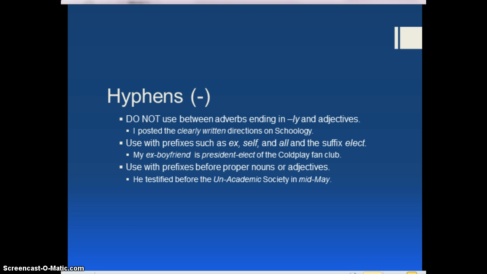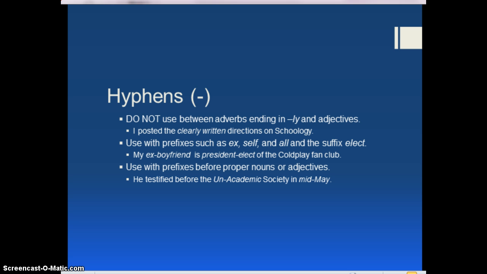And then the last two may or may not be used, but they're good to know. You use them with prefixes such as ex, self, and all, and the suffix elect. And the example says, my ex-boyfriend is president-elect of the Coldplay fan club. If you say you were self-sufficient, you would use self hyphen sufficient. Or if it's like the ex-president or the ex-boyfriend, ex-girlfriend, whatever it may be, you would use that with a hyphen.